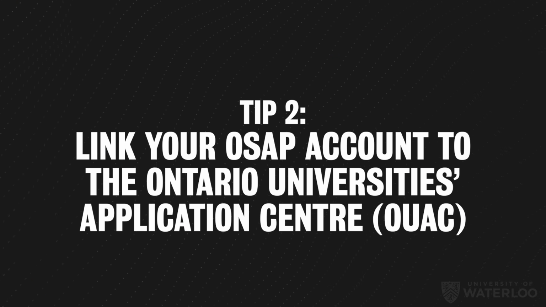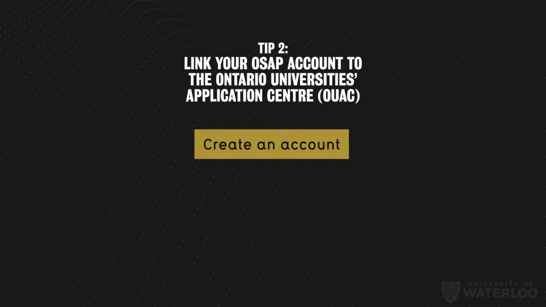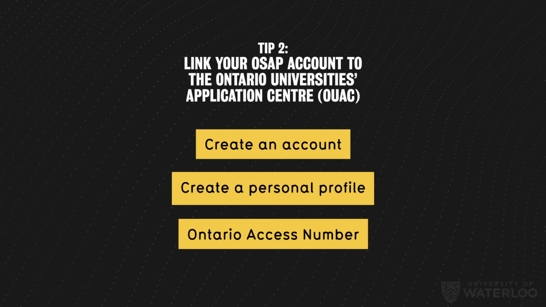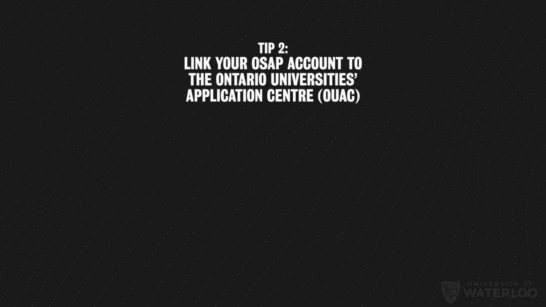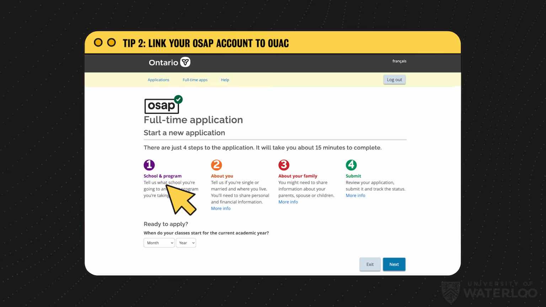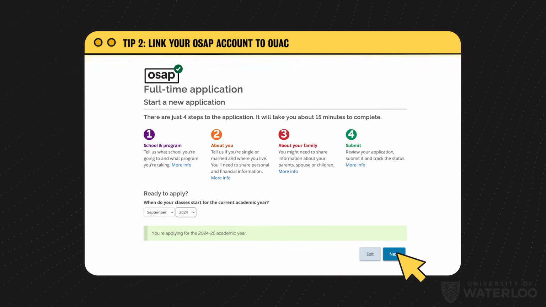Tip 2. Link your OSAP account to the Ontario University's Application Centre. If this is your first time applying for OSAP, you'll need to create an account, a personal profile, and be assigned an Ontario Access number. Once you've completed this step, you'll be ready to apply. To apply for full-time OSAP, select the Apply for Full-Time button. Indicate when your classes will begin for the upcoming academic year.